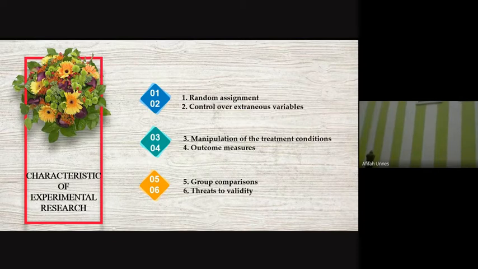And the last characteristic is threats to validity. Validity is crucial to any research as it focuses on how well we have measured what we intended to measure. Due to the importance of validity in experimental research, we should be aware of what could compromise it. There are two main categories of validity that are concerned with threats to research. They are internal and external validity.